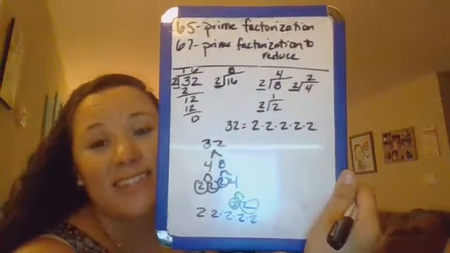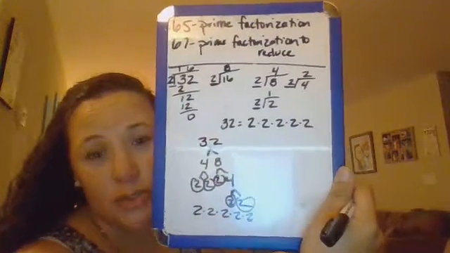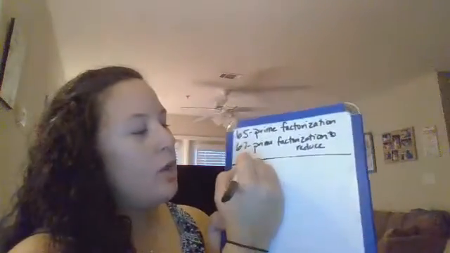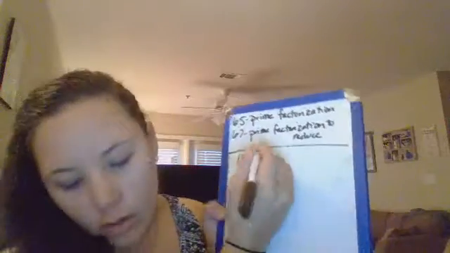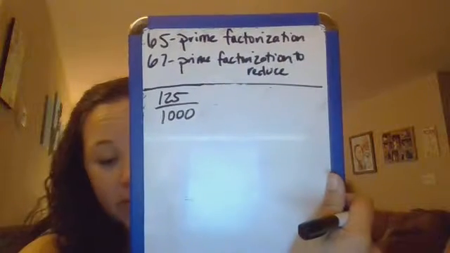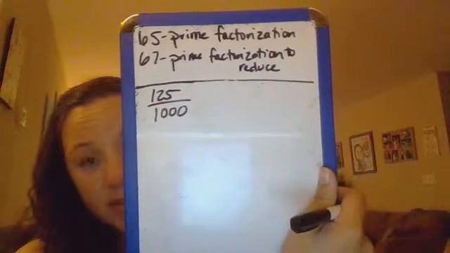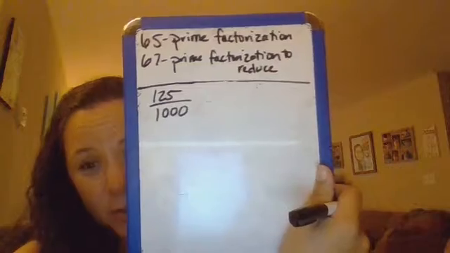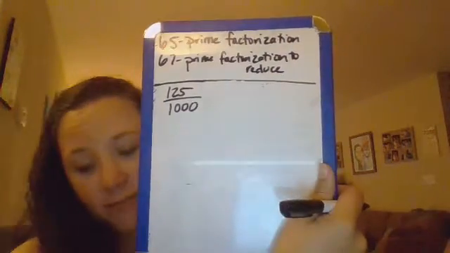So now on lesson 67, we use prime factorization to reduce fractions. So that's what we're going to do now. So our first example, they give us the fraction 125 over 1,000. So they want us to reduce 125 over 1,000, which is a really big number, and it could take us a while to do all that division. So instead, we're going to use prime factorization.